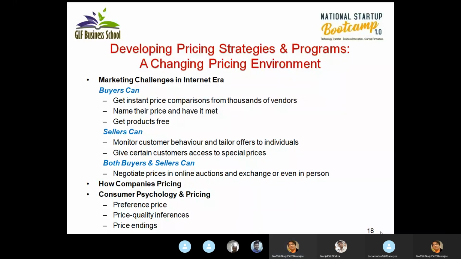So, the role of the promoters and the entrepreneurs in setting the price for your company is very important. So you should know the economic factors and the nitty-gritty of setting the price. Consumer psychology and pricing is a very important factor.